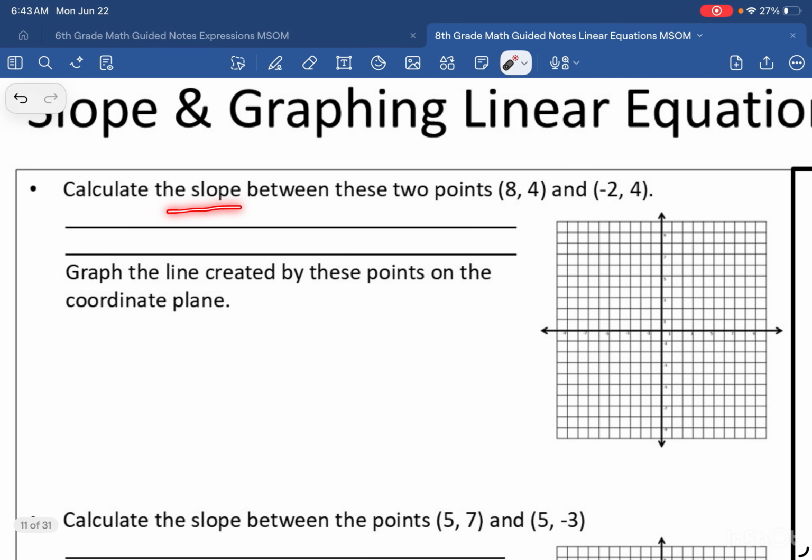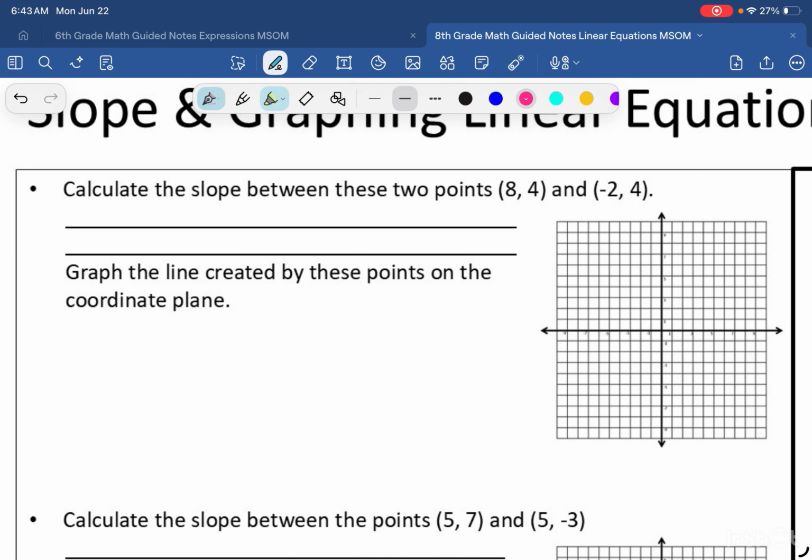Calculate the slope between the 2 points 8, 4 and -2, 4. So I need to figure out my change in y over my change in x. So again, it doesn't matter which point I use first as long as I'm consistent. So I'm just going to put a 1 there and a 2 there. So I know that I use this point here first. So we're going to go 4 minus 4. So 4 minus 4, and that equals 0. That's my change in y.